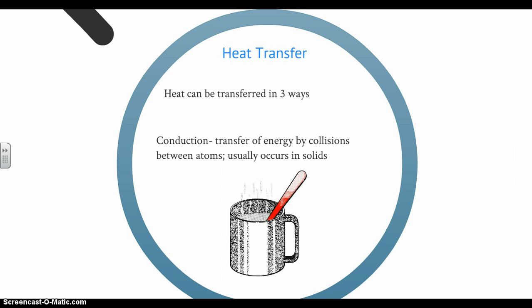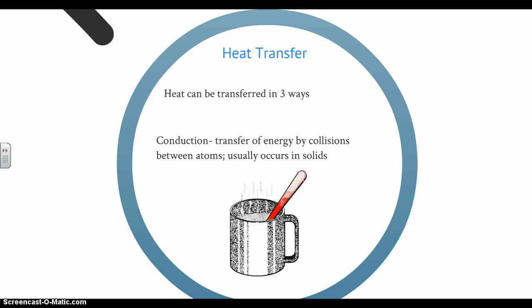So heat, like we talked about, goes from warmer objects to cooler objects, and it can happen in three different ways. The first type of heat transfer is called conduction. Transfer of energy by collisions between atoms. Now you can see there's a glass of coffee or hot chocolate here, and that spoon is getting red. The idea behind this is that the water in there is really hot, or the milk or hot chocolate, whatever we have in the cup. It's really warm.